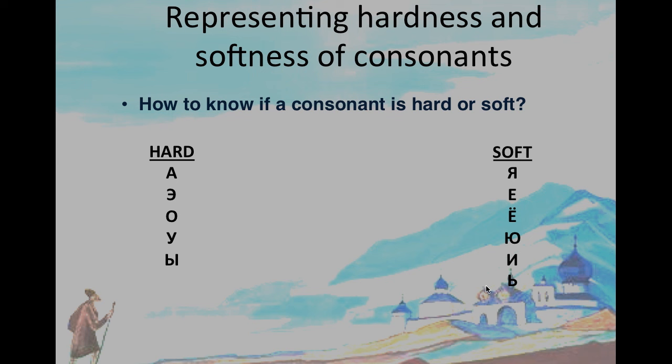So E and E. And then the other big thing that indicates softness is мягкий знак. Мягкий знак. This letter here, the soft sign. So мягкий знак literally means soft sign. Anytime you see this, it doesn't have any sound on its own, but anytime you see this after a consonant, you can assume that that consonant is palatalized or soft. So let's practice.